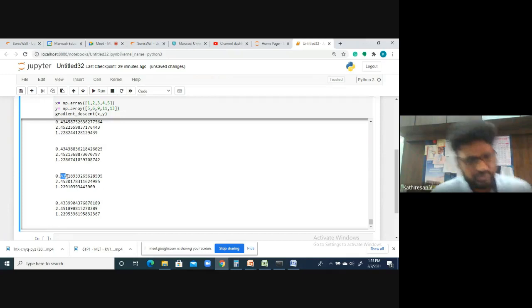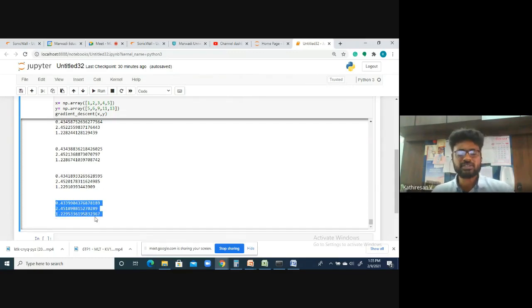Very small difference is there. You can stop here itself. If you want, you can consider this as a global minima and take this m value and b value. According to your application, according to your context, you can stop it here. You have to decide where to stop.